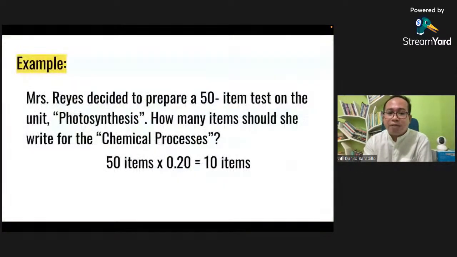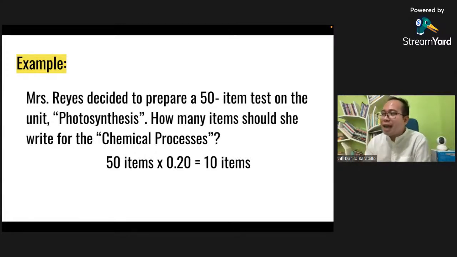Now, how do we determine the number of items? For example, Ms. Reyes decided to prepare a 50-item test on the unit photosynthesis. So how many items should she write for the chemical process? So 50 items times 0.02 is equal to 10. So there are 10 items given to photosynthesis.